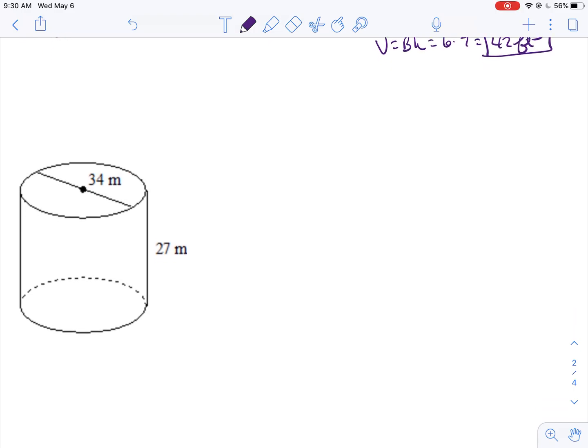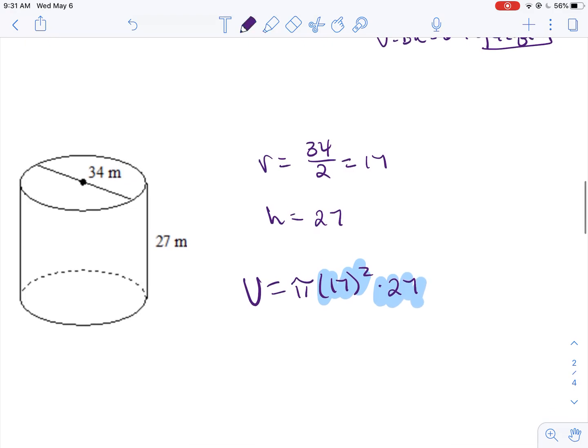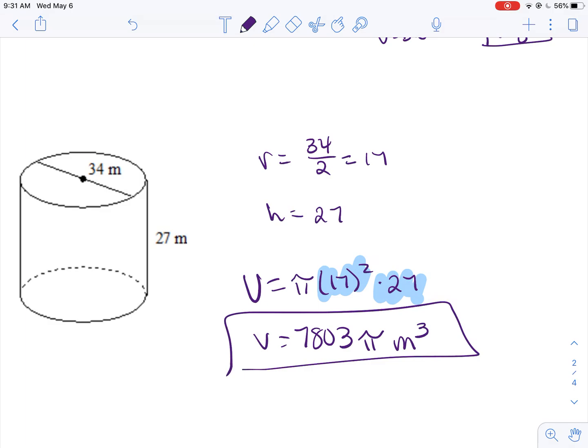Cylinders, again, the hardest part about cylinders is getting the radius, which we know is not difficult. So 34 divided by 2 is 17, and I have a height of 27. So volume is equal to pi times 17 squared times 27. In my calculator, I'm going to do 17 squared times 27, and that's going to give me 7,803. And I'm going to tack that pi on as part of my answer. This is cubic meters, so a pretty big cylinder we have here.